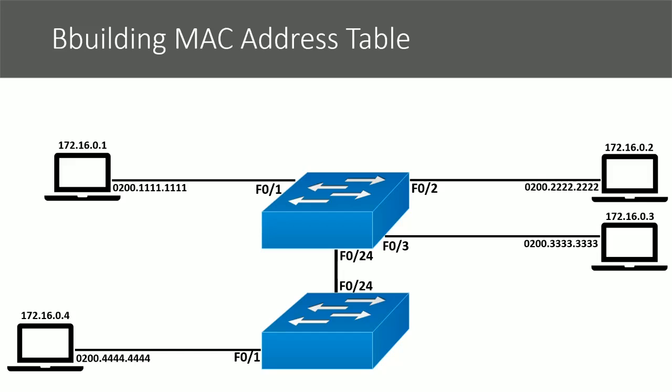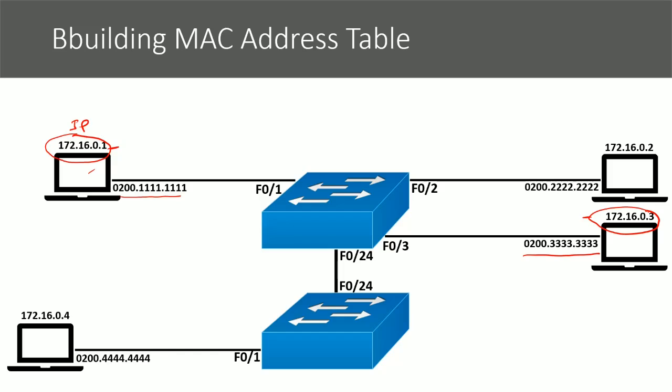Let's assume this device, 172.16.0.1, which is the IP address for this device, wants to communicate with this device here, which has the IP address of 172.16.0.3. Let's assume this is the MAC address for this device, and this is the MAC address for the other device.